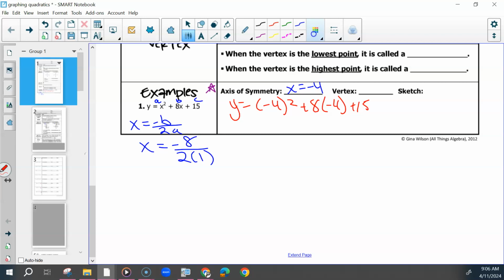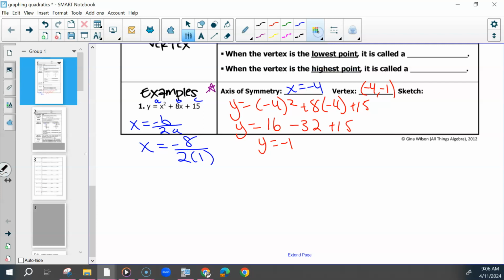As you're doing this, I need to see the setup of these two. Whether you do the rest of the simplification in the calculator or by hand is up to you, but I need to see this part. So you can either put that in the calculator or start to simplify it by hand. What would that y value be? -1. So our vertex would be -4, -1.